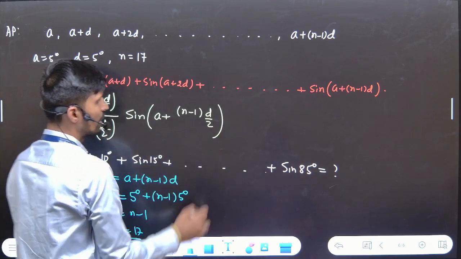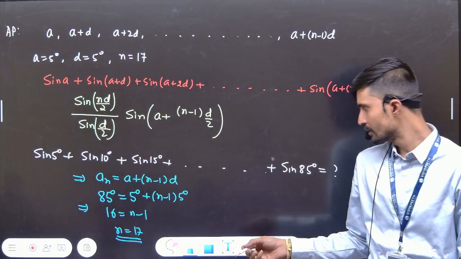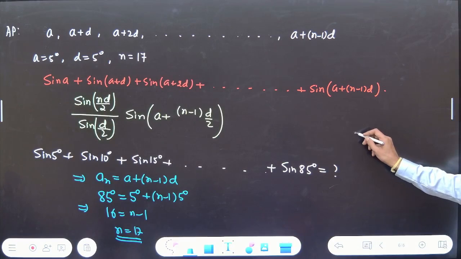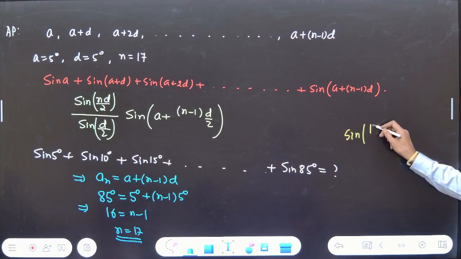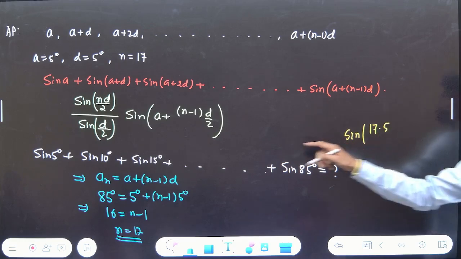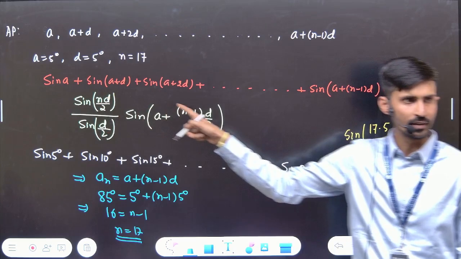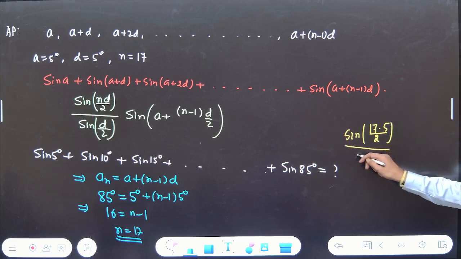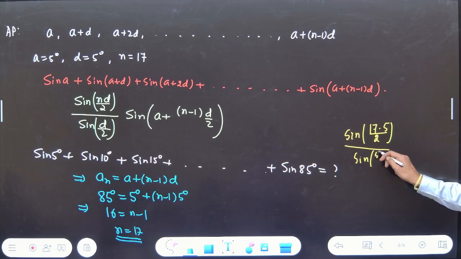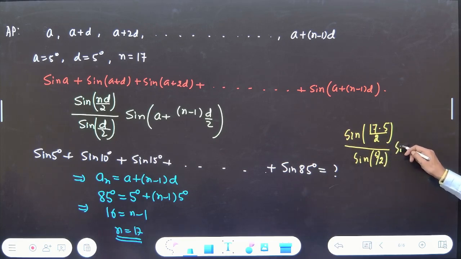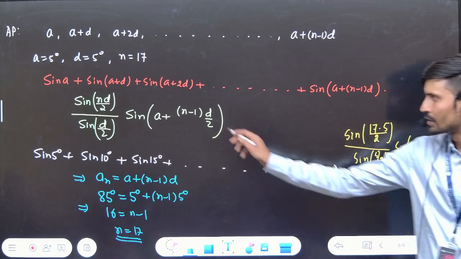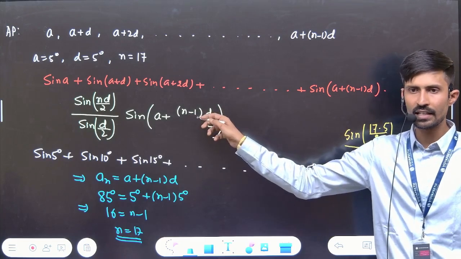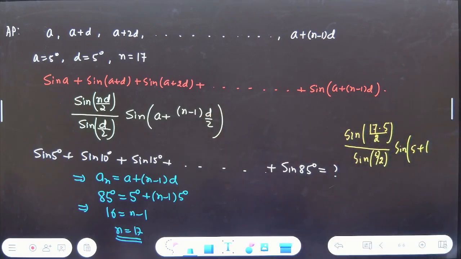Okay. Now we'll apply the formula. We'll get the answer. Answer will be sine 17 into 5. N is 17, D is 5. 17 into 5 by 2 upon sine 5 by 2. Now sine 5 plus N minus 1, 16. 16 into 5 by 2. 2 will cancel 16 8 times. 8 into 5, 40.